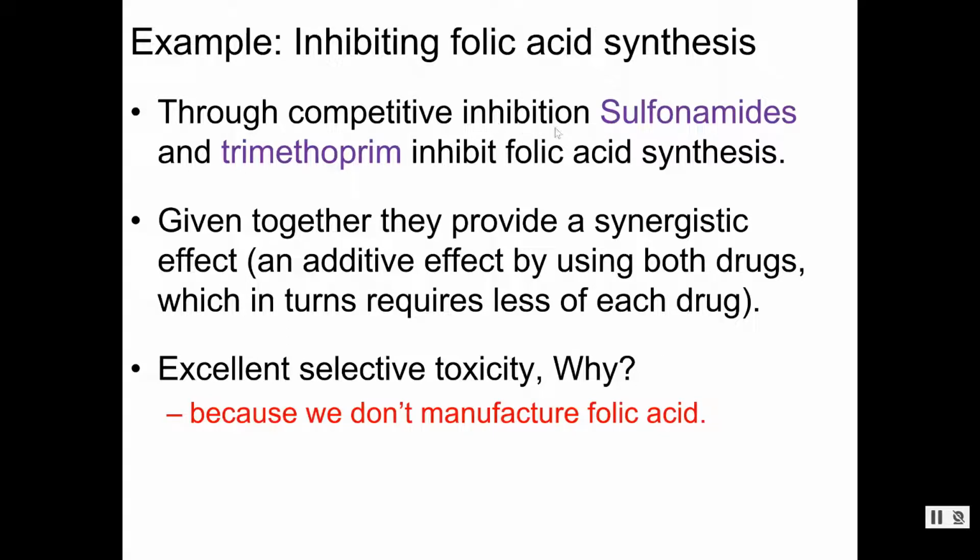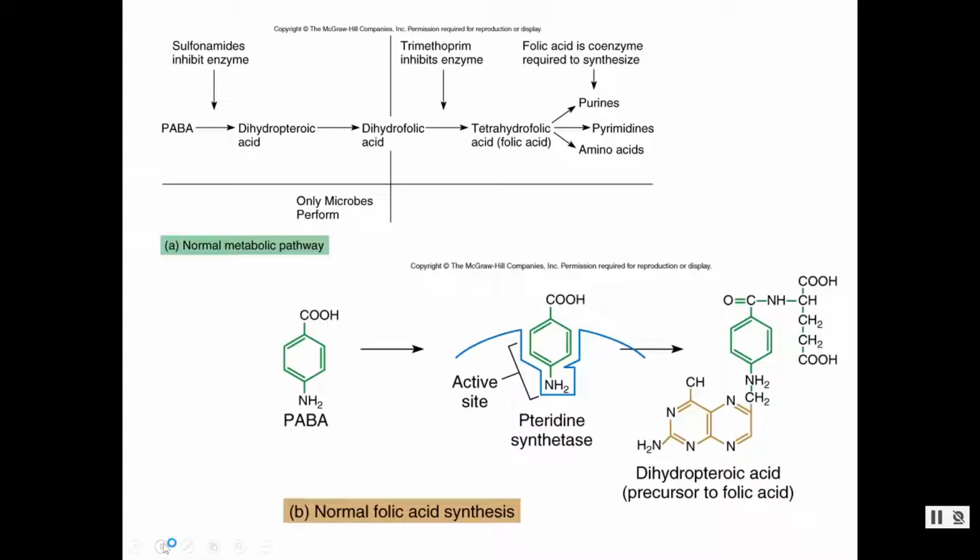So let's talk about the folic acid pathway. We'll come back to this slide, okay? Folic acid pathway. Now, this is not happening in our bodies because we don't make it, but there are microorganisms that can take PABA, which is para-aminobenzoic acid, and convert it. It has an enzyme that converts it into dihydropteroic acid. There's another enzyme in the bacteria that can convert it into dihydrofolic acid, and another enzyme that can convert it into tetrahydrofolic acid, which is what we call folic acid.